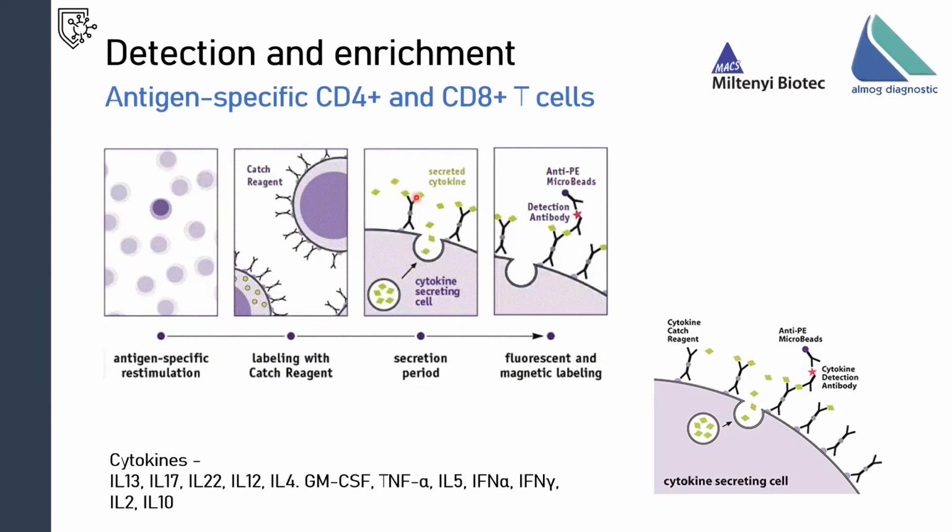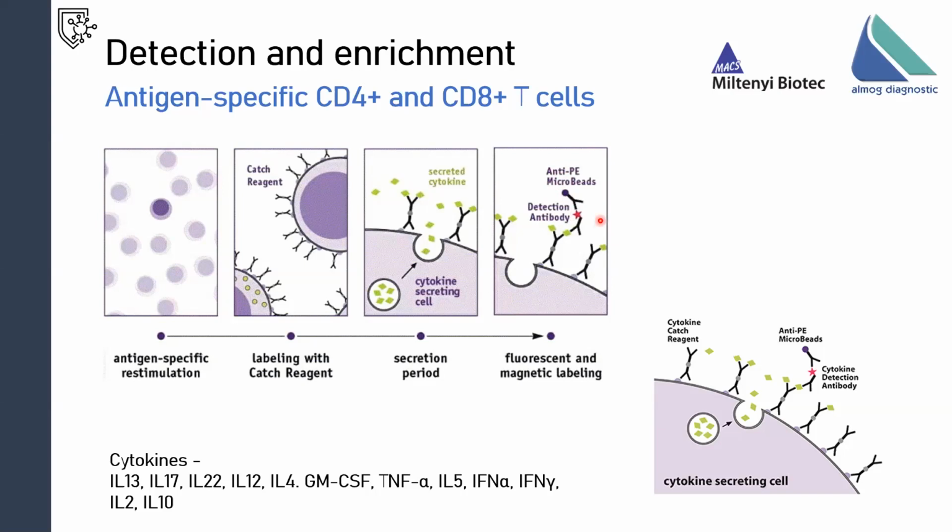Now, those secreted cytokines are captured by the antibody. Then there is a detection antibody labeled either with PE or APC. And for the last step, there is an anti-PE or anti-APC microbead, which grabs this entire complex and then isolates only those cells that are secreting.